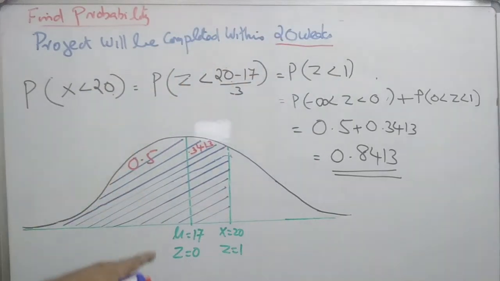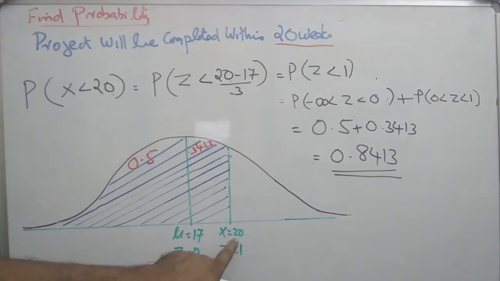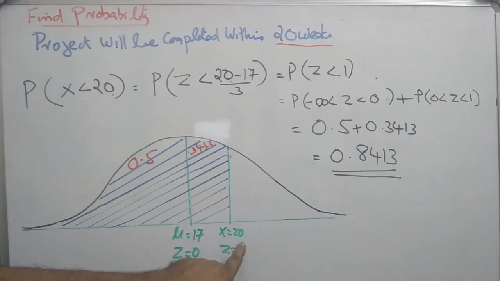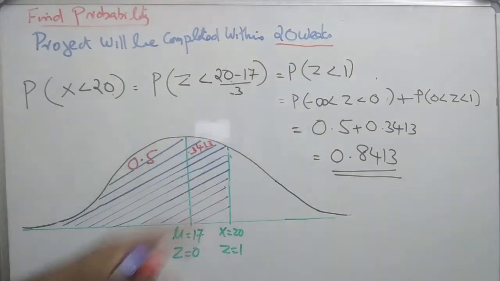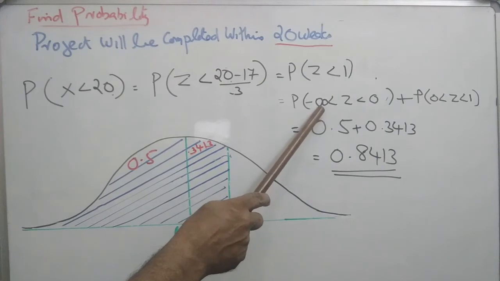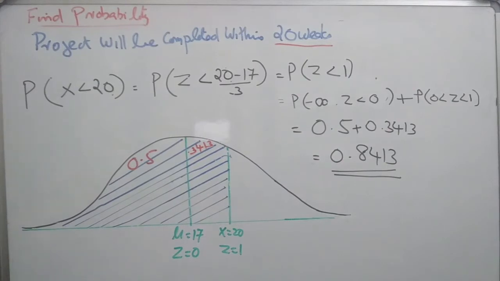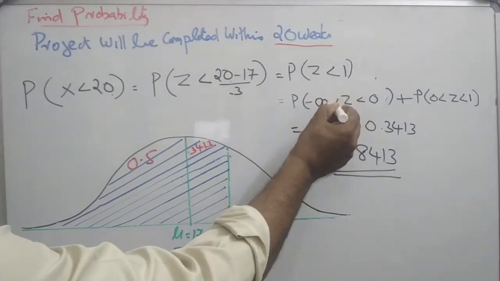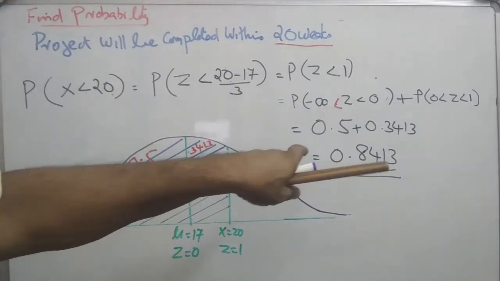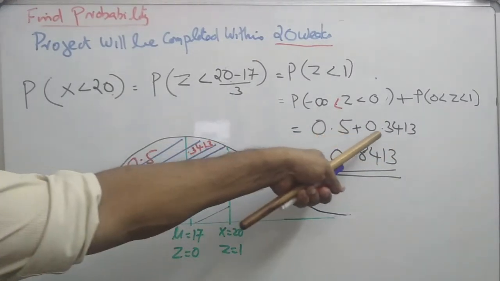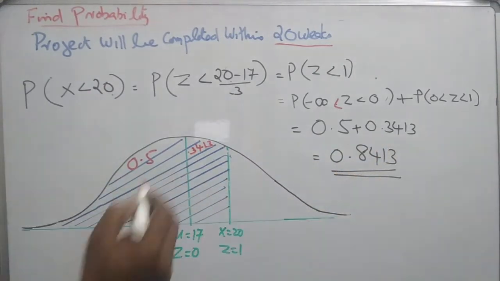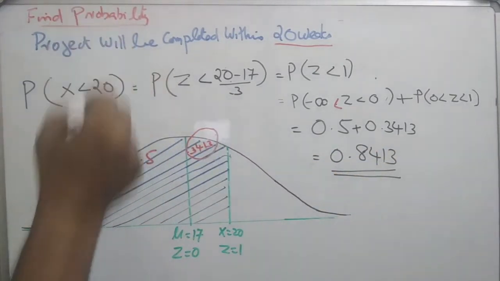Then we go for the normal table. Here mu is 17 and correspondingly Z is 0, since 17 minus 17 is 0. X is 20, to the right of 17, and correspondingly Z is 1. We require the probability of Z less than 1. That is the probability of minus infinity less than Z less than 0, plus the probability of 0 less than Z less than 1. That is 0.5 plus 0.3413, which is 0.8413. 0.3413 is from standard normal tables.